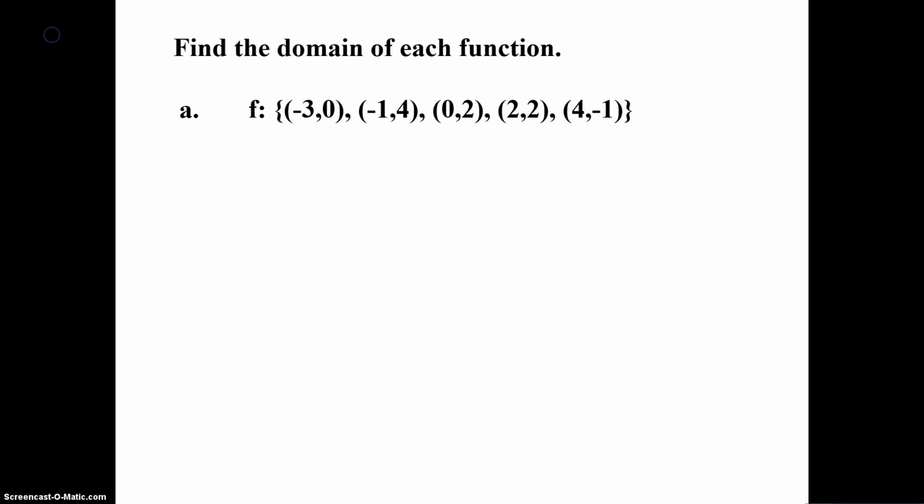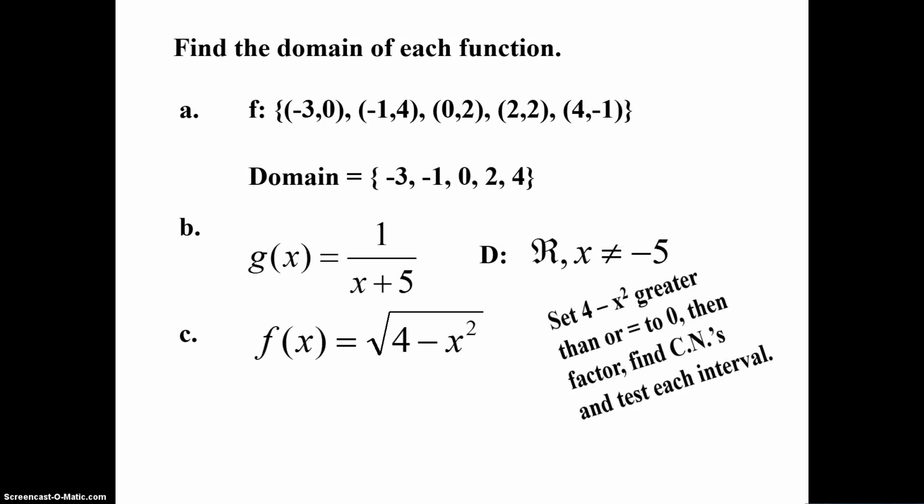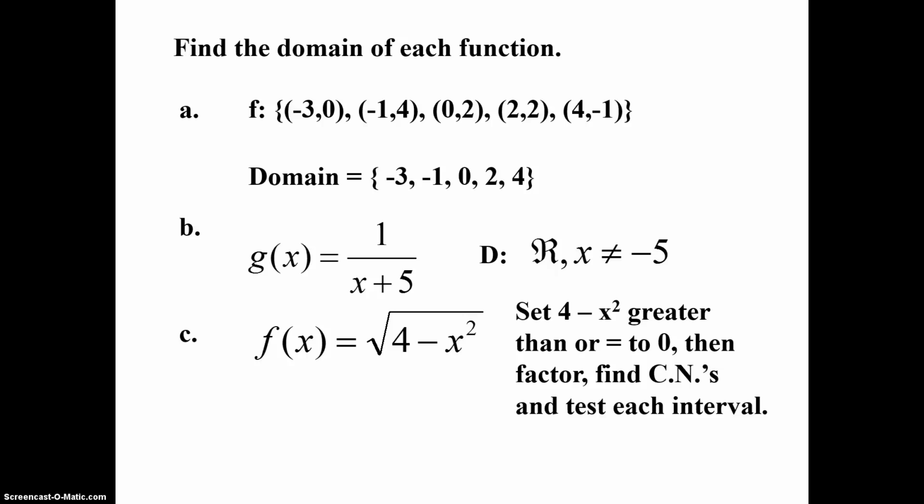So I have, for C, again, you have to set 4 minus x squared greater than or equal to 0. Then, of course, you're going to have to factor it and find the, I call it CNs, from calculus, critical numbers, to test each interval. So basically, just factor and then solve for x, and you get that it's from negative 2 to positive 2. Okay, so that is the C part.